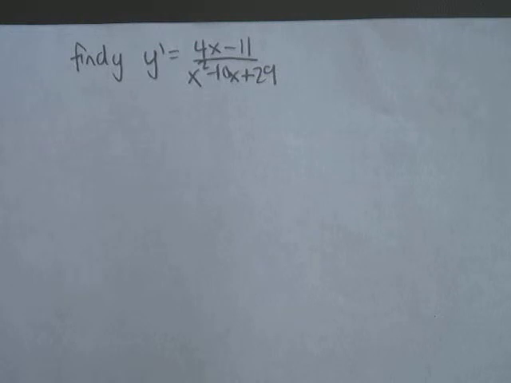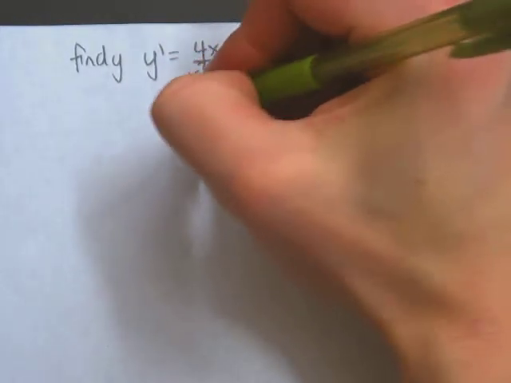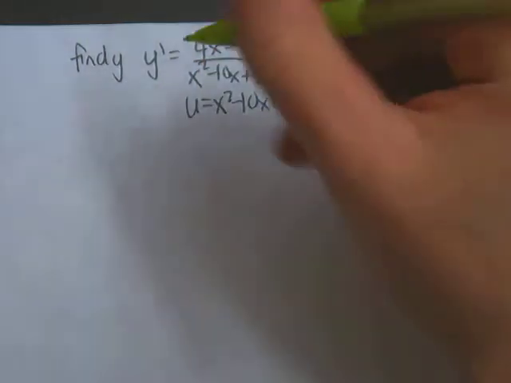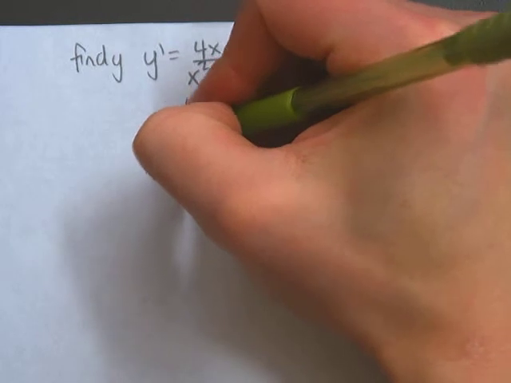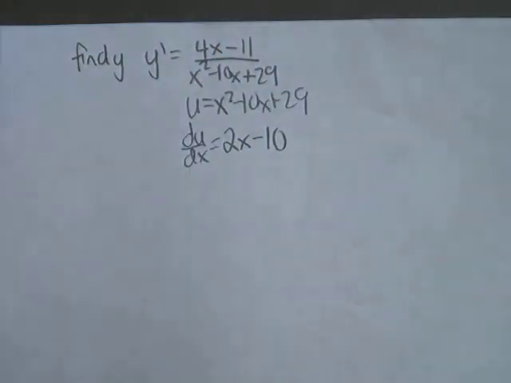So the first thing to do is it kind of looks like something we can use u-substitution on. So I can see if I can use u-substitution on it. Okay, so u equals x squared minus 10x plus 29, because the bottom looks kind of like the top. And so du over dx equals 2x minus 10. I don't have a 2x minus 10. I have a 4x minus 11, and I can't multiply 2x minus 10 by anything to get 4x minus 11.